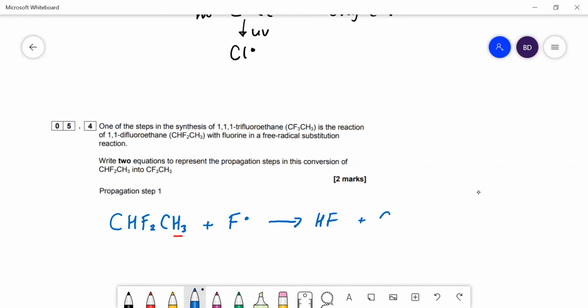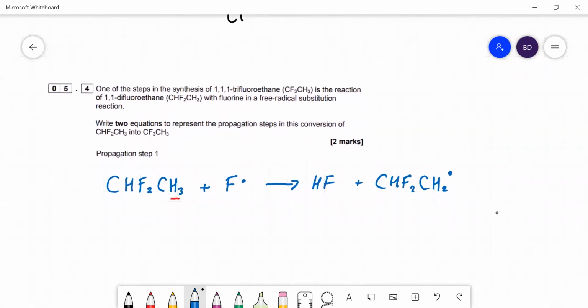And what that will leave behind is not a charged molecule, but you've lost a hydrogen with it. So you've got an unpaired electron there. Okay, that's a free radical. In a propagation step, you always start off with 1 free radical and end up with a free radical. And the second propagation step is that radical then reacting with the fluorine F2 molecule. That's going to make CF2CH2F, and if you pull a fluorine off with its electron, then you will end up with a fluorine free radical. So that's the second propagation step.